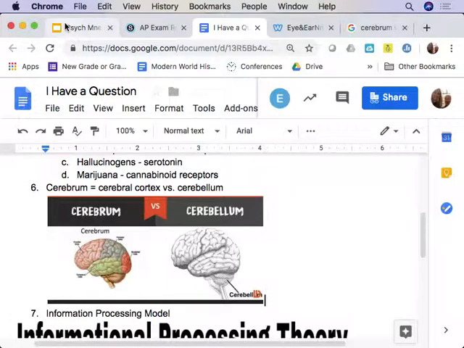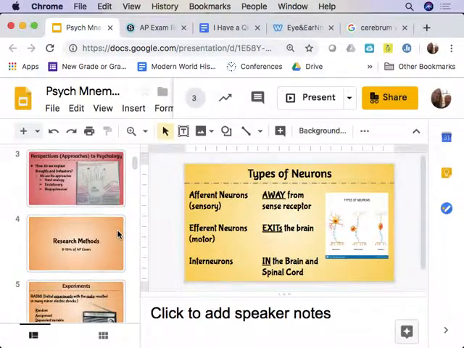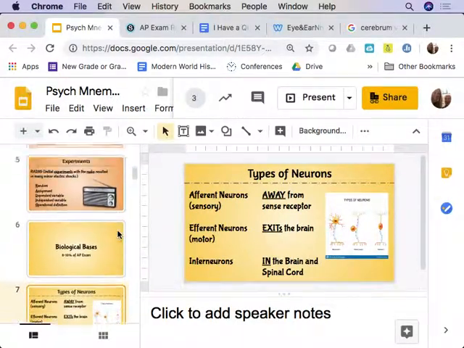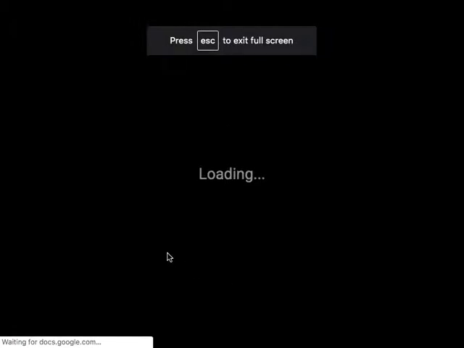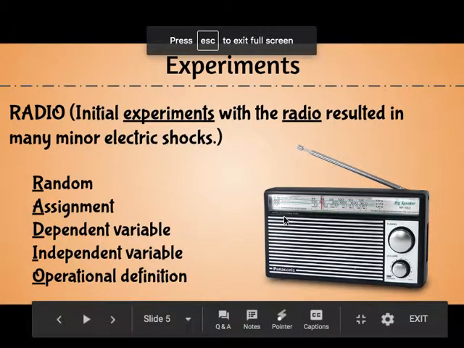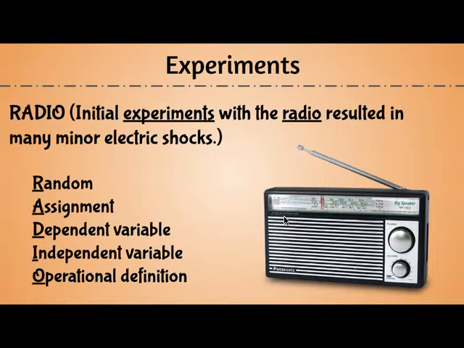I did want to show you a few mnemonics that I had found. I'm still adding to these, but I found this, which I thought was kind of cool for trying to remember experiments and random assignment. If you can think of radio, like an experiment with a radio: random assignment, dependent, independent, operational definition. So then you know the things that are associated with the experiment. So I liked that one.